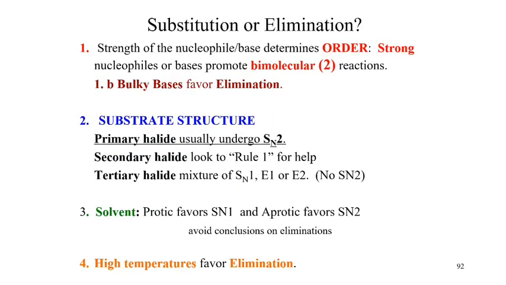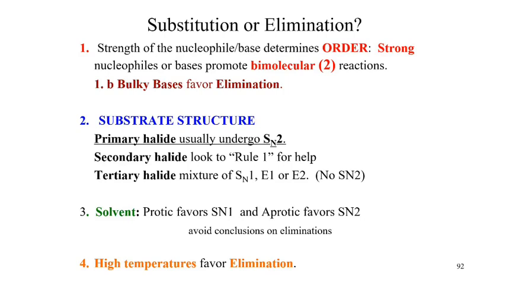Substrate structure. We've got our summaries here. The primary halide is fantastic because that really does tend to push your SN2 reactions. Your secondary halides are a complete mess because every mechanism works with a secondary leaving group. And then your tertiaries are not much better than the secondaries, but they do at least eliminate the SN2 because they're too sterically hindered to allow for a backside attack.